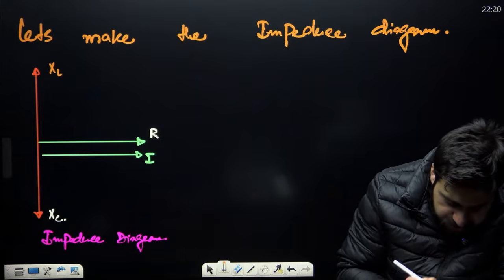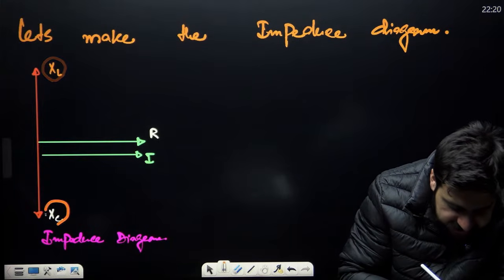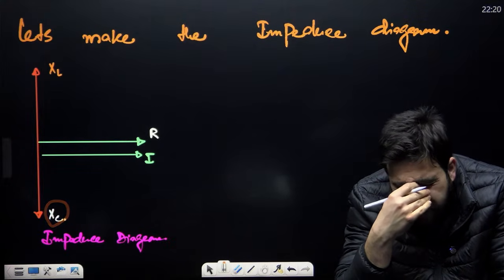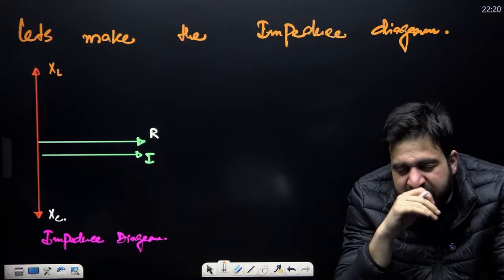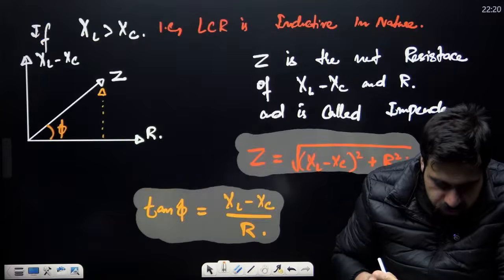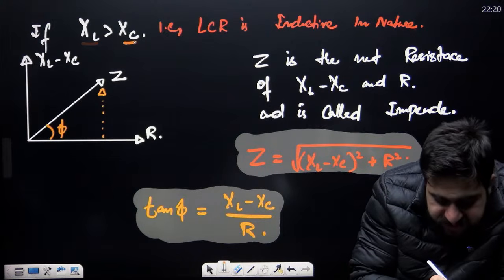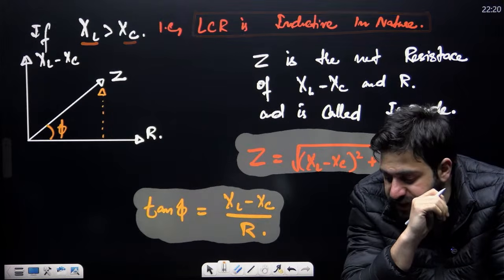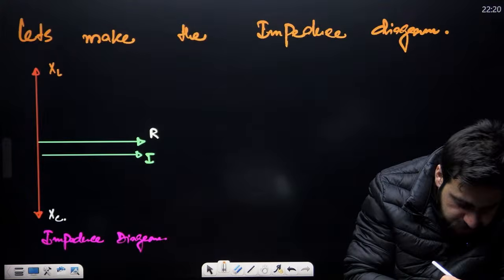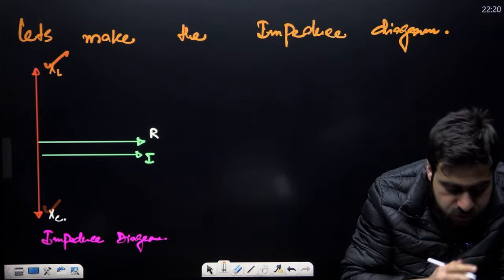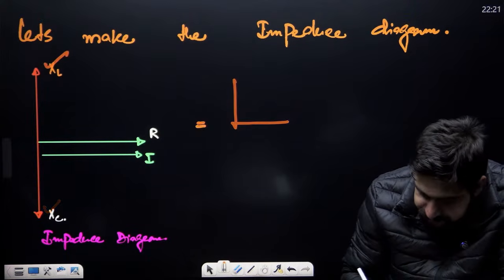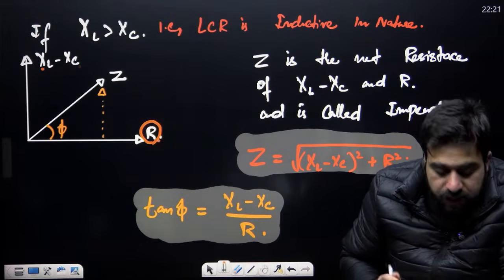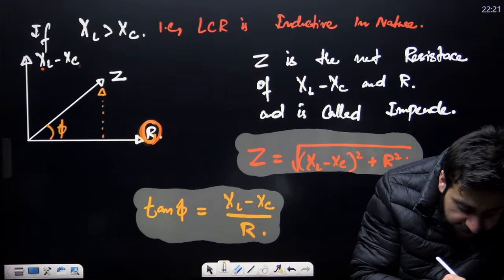In this particular case, let's suppose by any chance this XL came out to be greater than XC, inductive reactance came out to be greater than capacitive reactance. If XL becomes greater than XC, then the LCR circuit is inductive in nature. So the resultant diagram in that particular case would be this. That will be XL minus XC upon this R, and the resultant of R and XL minus XC is Z.